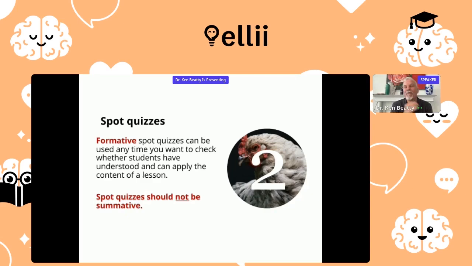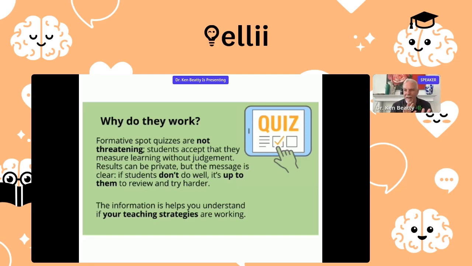So the advantage of spot quizzes, here we are. Why do they work? Formative spot quizzes, they're not threatening. They're not threatening to students. A lot of students get a lot of anxiety around tests. I'm one of those students.